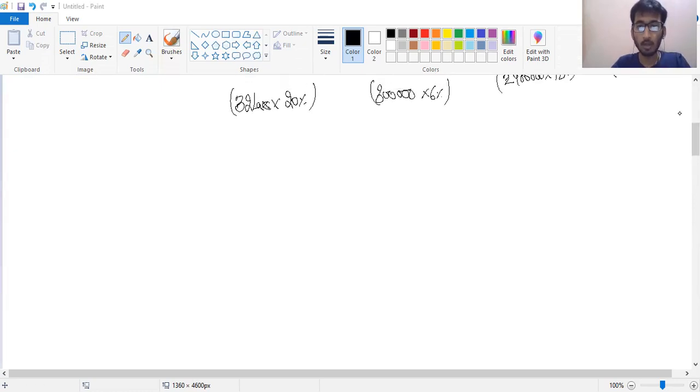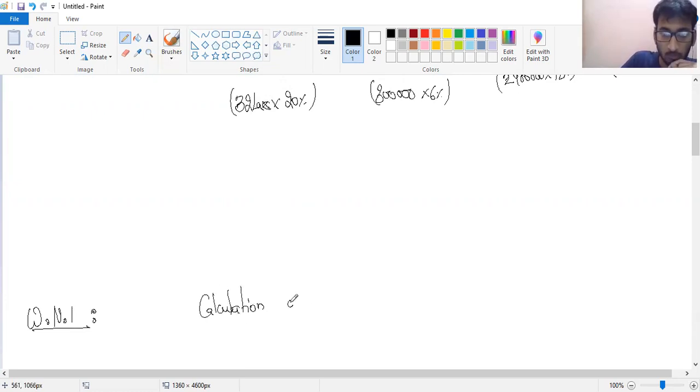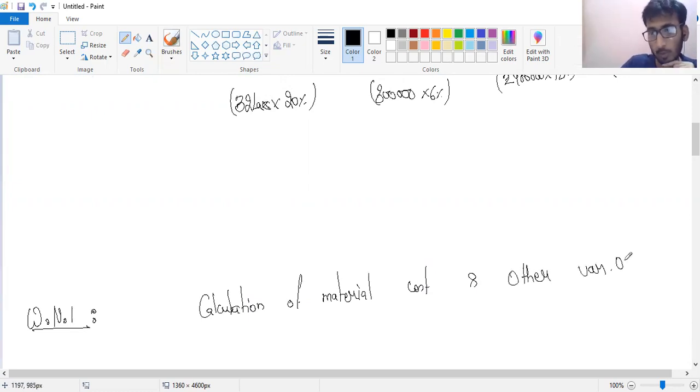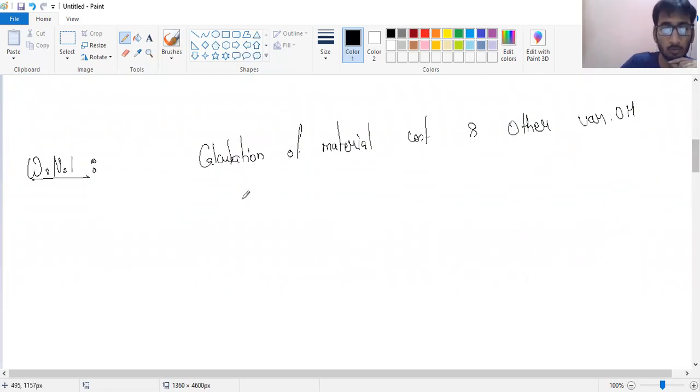Basically what other data is given to us. Okay, so after that we need to calculate the fixed cost. So yes, working note number 1, calculation of material cost and other variable overhead. So for A, B, C, and D, what would be the total variable cost?